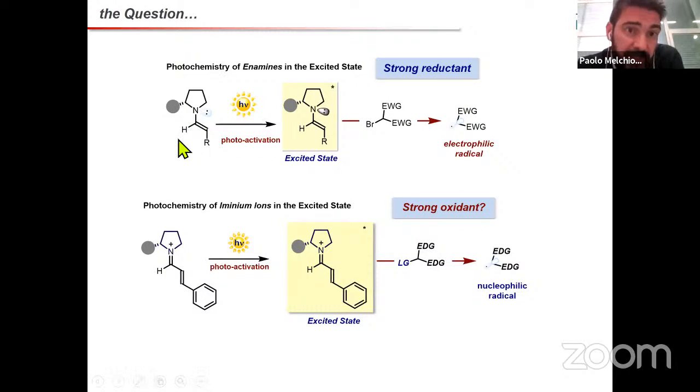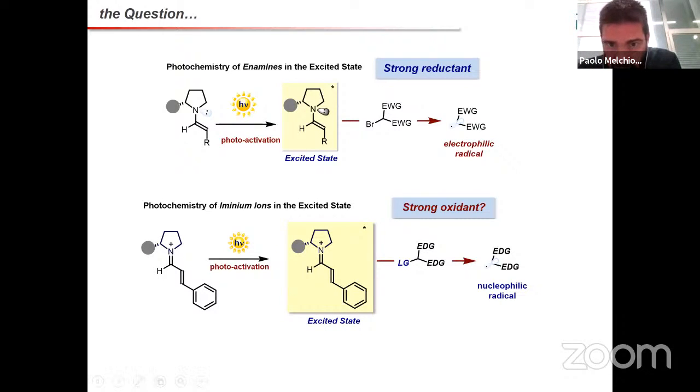To do so, we capitalized upon our previous studies on the excitation of enamines that I just briefly mentioned before. Now, an enamine in the ground state is an electron donor. This electron donicity is magnified upon excitation, and this is why the enamine in the excited state becomes a strong single electron reductant that can activate electron-poor alkyl bromide through single electron transfer. In contrast, the iminium ion is an electron-poor substrate in the ground state. Upon excitation, it should become extremely eager to get an electron. That means it will become a strong oxidant.